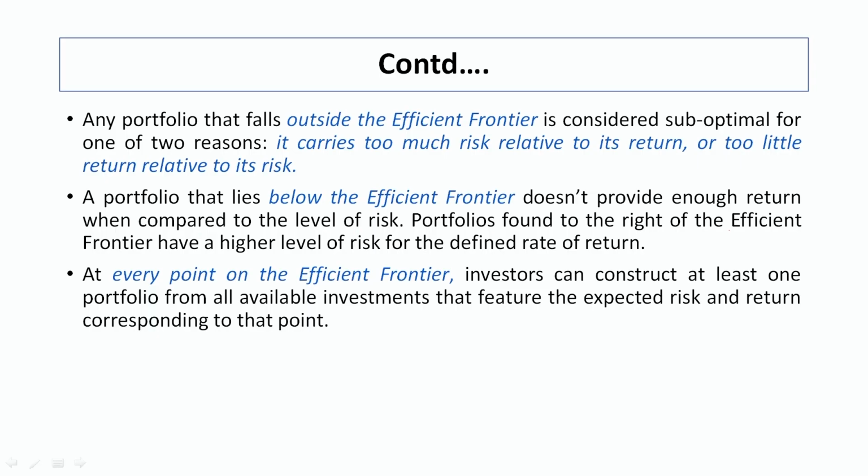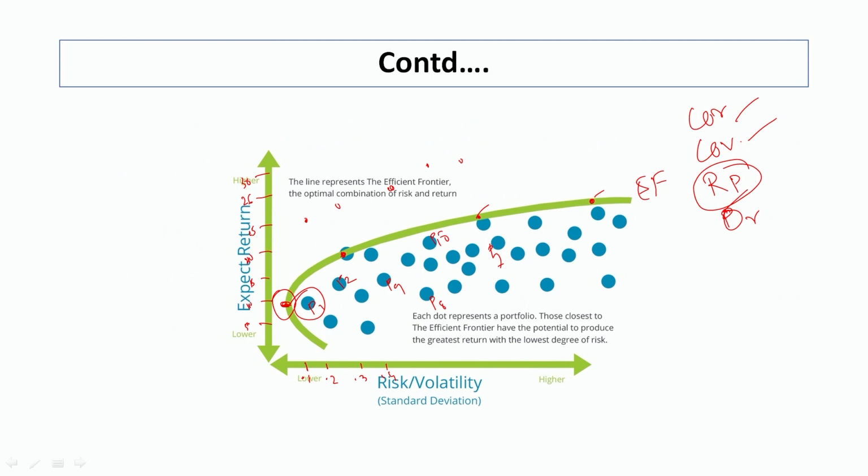Portfolios found on the right of the efficient frontier have a higher level of risk for the defined rate of return. So if we go through this, these portfolios are providing higher return, and at the same time they have a higher risk also. And if we go to the downside, we can see the risk level is low and they are also providing a lower level of returns to the investor.